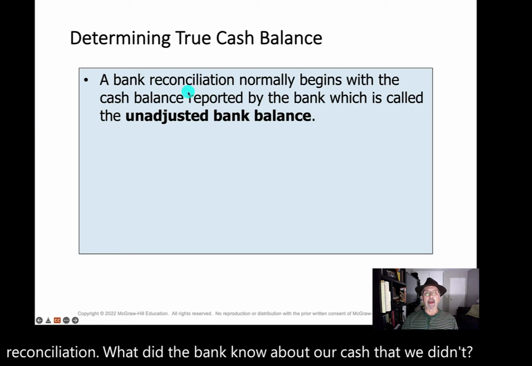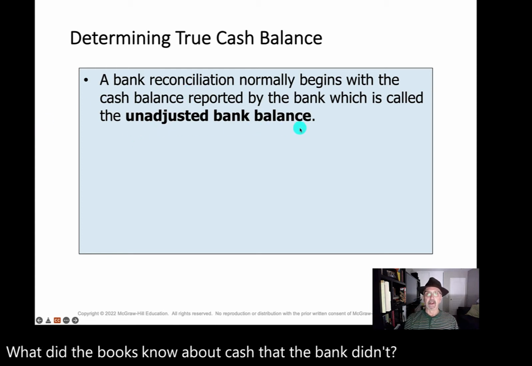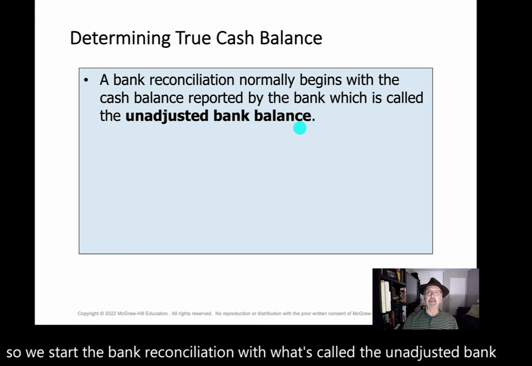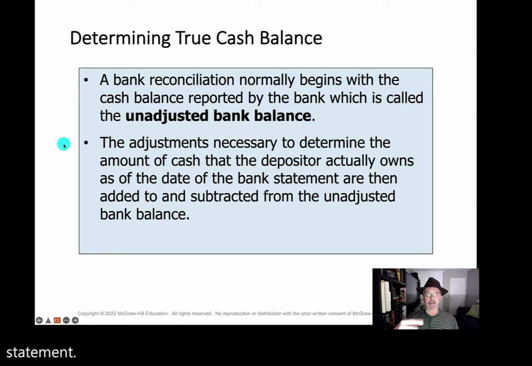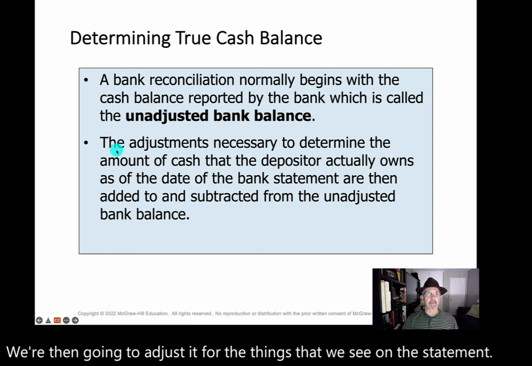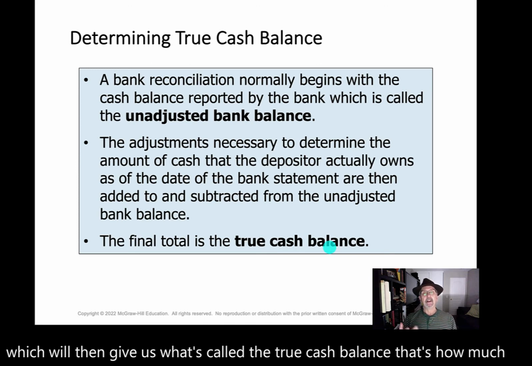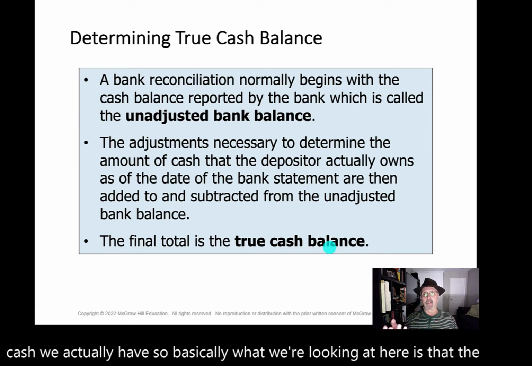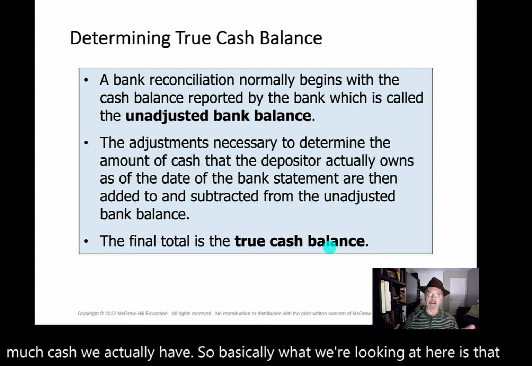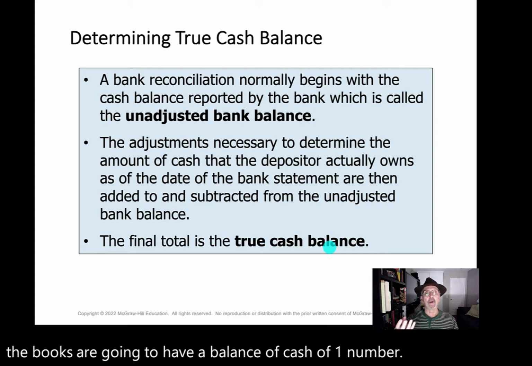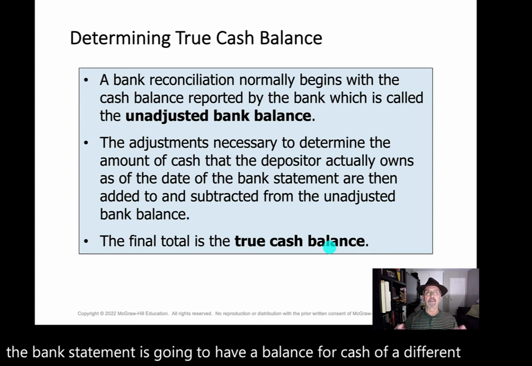So we start the bank reconciliation with what's called the unadjusted bank balance. That's the bank balance, the ending bank balance from the bank statement. We're then going to adjust it for the things that we see on the statement and for the things that are not on the statement, which will then give us what's called the true cash balance. That's how much cash we actually have. So essentially what we're looking at here is that the books are going to have a balance of cash of one number. The bank statement is going to have a balance for cash of a different number. And what we're doing is we're figuring out what's the difference.